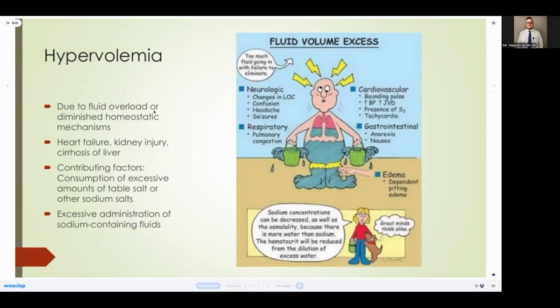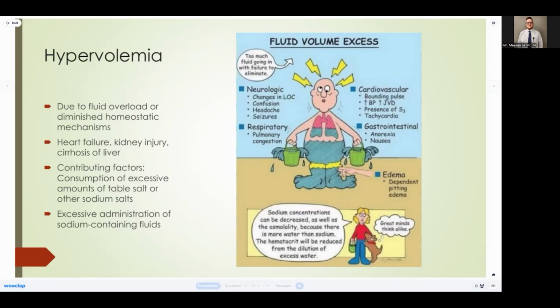So for whatever reason, incorrect homeostatic mechanisms are causing this: heart failure, kidney injury, cirrhosis of the liver can really do it. Heart failure and kidney injury are definitely going to be a big culprit in fluid volume overload. And what contributes to this? High levels of table salt or other high sodium foods can lead to this because salt sucks.